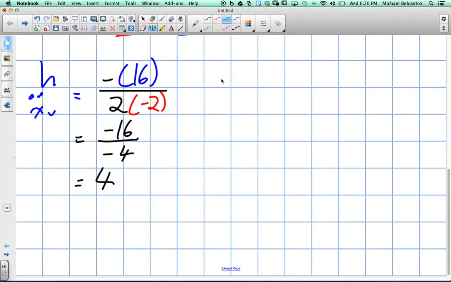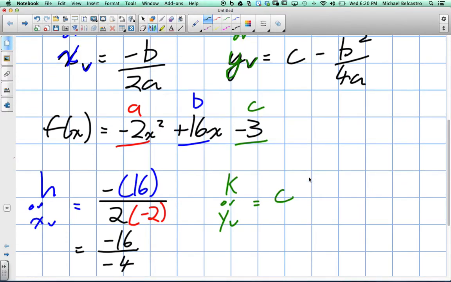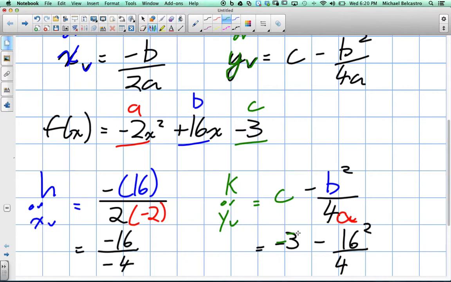We got it. Next thing we want to find is the k, or the y value of the vertex. Again, both the same thing. This formula reads c subtract b squared divided by 4 times a. So we've got to use all 3 letters. Okay? So we take our values and plug them in. Our c is -3, so I'll go -3 subtract. Our b is 16, so 16 squared divided by 4 times, and I guess I should have color coded these. This is our c, this is our b, and our a value is going to be times -2.